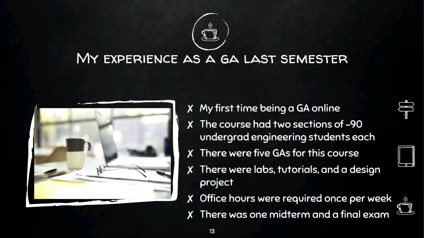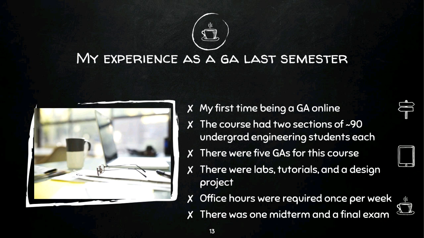So this course that I was a GA for had labs, tutorials, and a design project. We were responsible for having office hours once a week. Each one was 1 hour, and I was lucky in my case. The professor for our course asked us when we would like to have it so that we could select a time that was convenient for us. And then they post that in the syllabus so the students know when and where to find you.